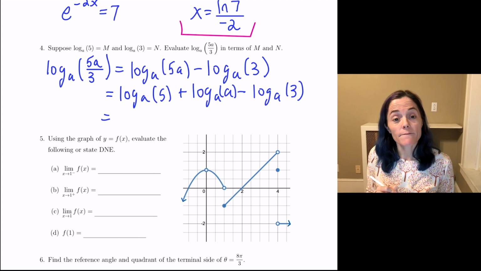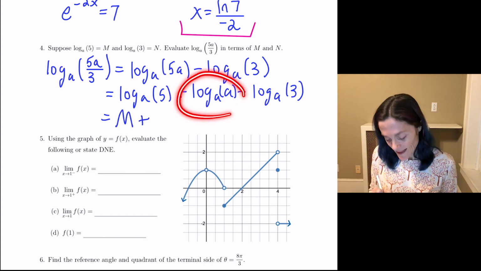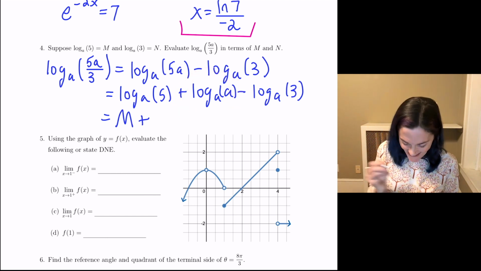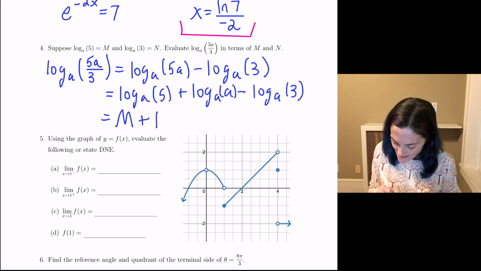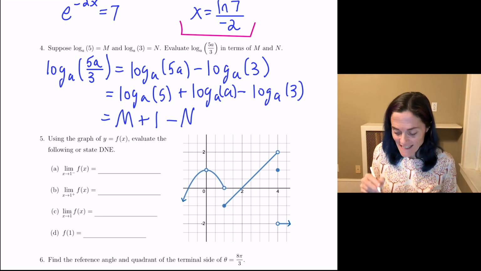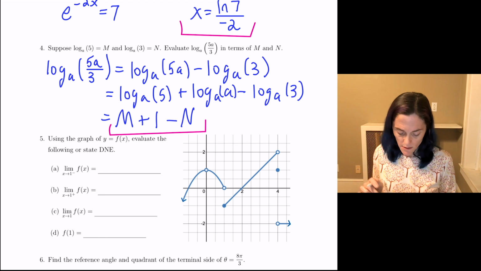Log base a of 5, we are told it's M. The log base a of a, this is just 1. So plus 1, and then the log base a of 3 is N. Here's my final answer. We have M plus 1 minus N. I like this question.